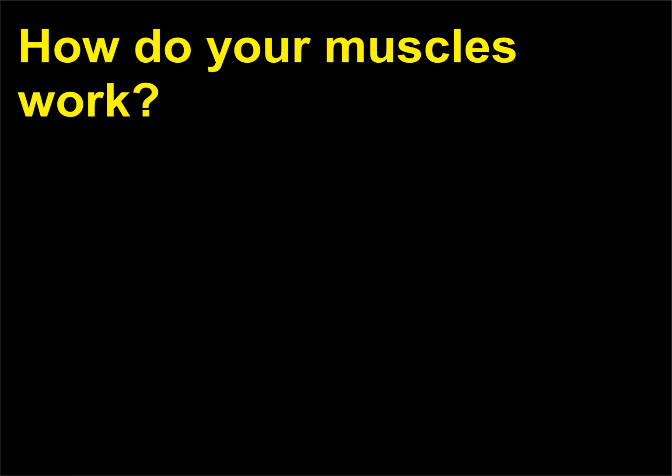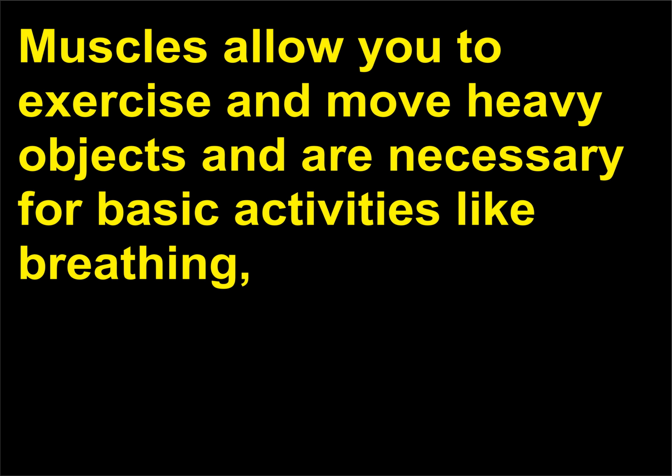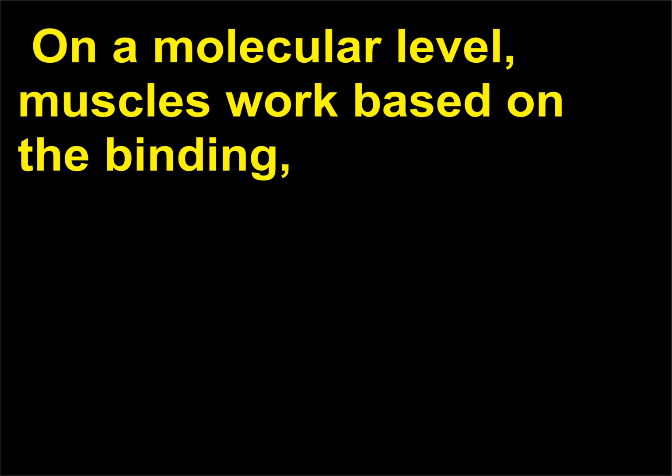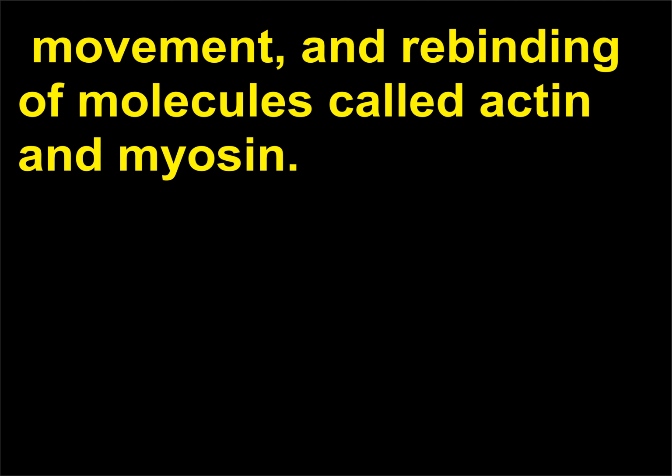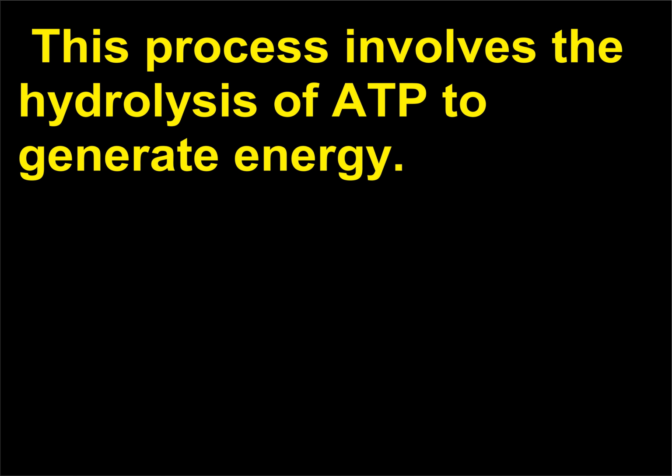How do your muscles work? Muscles allow you to exercise and move heavy objects and are necessary for basic activities like breathing, pumping blood, and pretty much anything else you do. On a molecular level, muscles work based on the binding, movement, and rebinding of molecules called actin and myosin. This process involves the hydrolysis of ATP to generate energy.